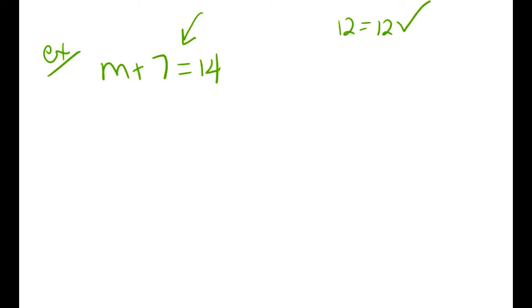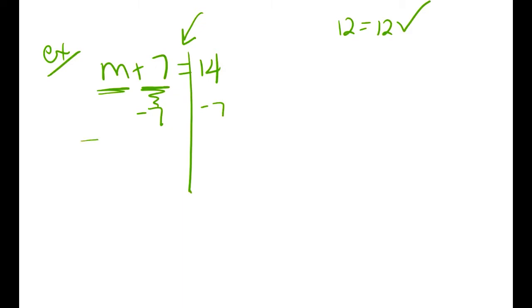The first thing I want to do is identify where the variable is. He's right here, and that's the guy I want to get all by himself. And right now, he's not by himself. He's stuck to the plus 7. So we think, okay, what's the opposite of adding 7? The opposite of adding 7 is subtracting 7. And I have to do it to both sides of the equal sign.